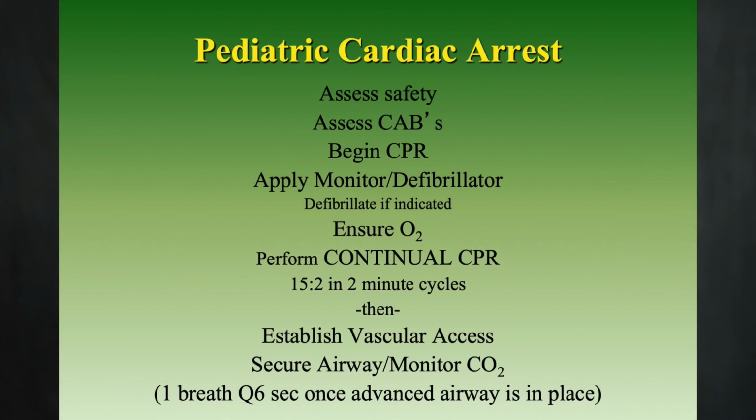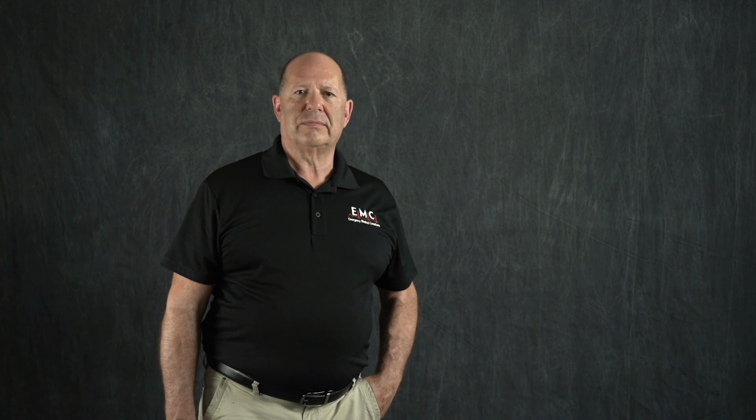When we look at pediatric cardiac arrest, let's look at the initial assessment. Make sure you're in a safe area, check circulation, airway, and breathing, begin CPR, apply the monitor defibrillator to the patient to look at the rhythm, and make sure you have oxygen going. Begin CPR at 15:2 ratios once the team arrives, establish vascular access, maybe secure a better airway at some point in time, and once an advanced airway is in place during CPR, remember that we do continual compressions, one breath every 6 seconds.